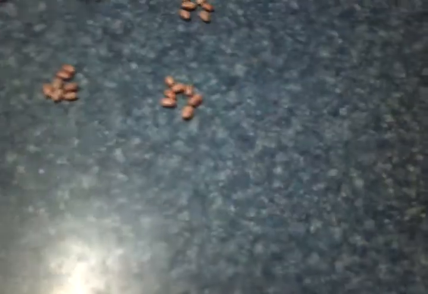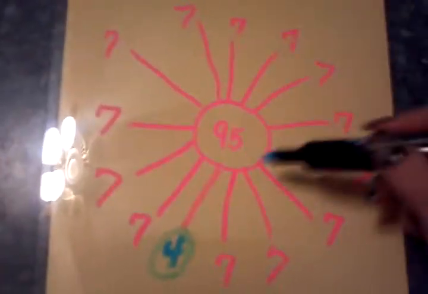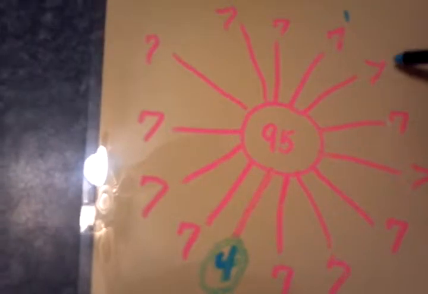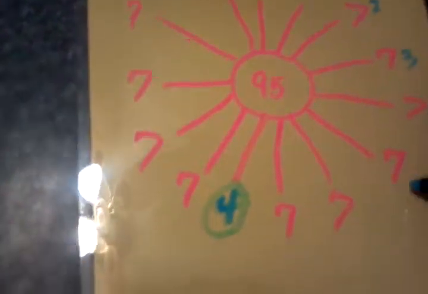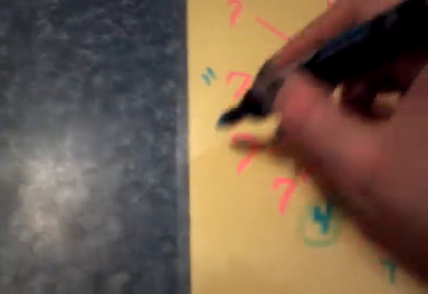Okay, so now we can turn this over. We see that here we have taken 95 and we have pulled 7 out 13 times, and then there are 4 left over. This is my explanation of division using counters.